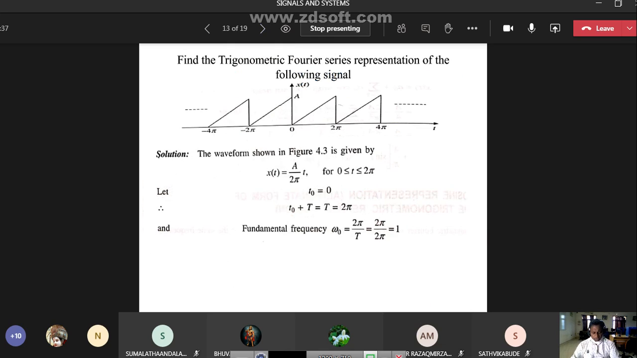Now we will see from this point clearly, because we started this problem and in the middle we closed the session. Now you see this figure; this is called a sawtooth waveform, and this is the period of the signal. We have to write the given function in terms of the trigonometric Fourier series representation.